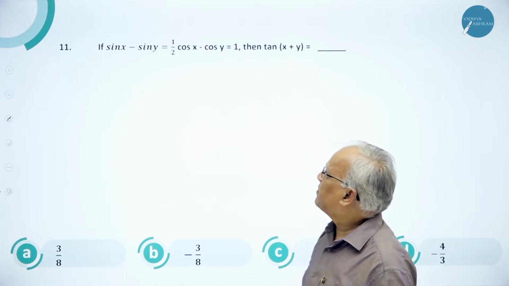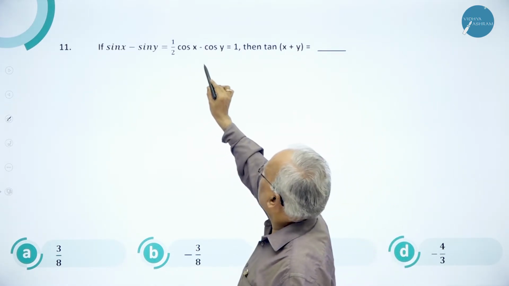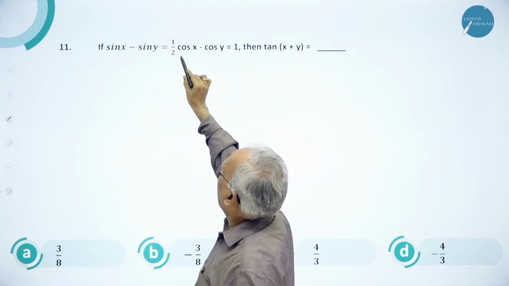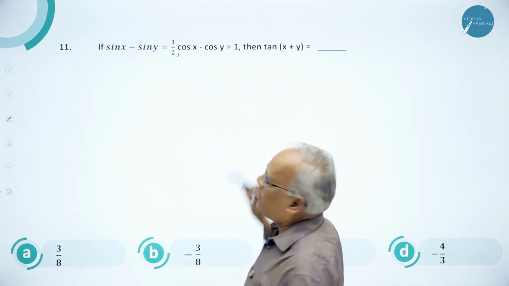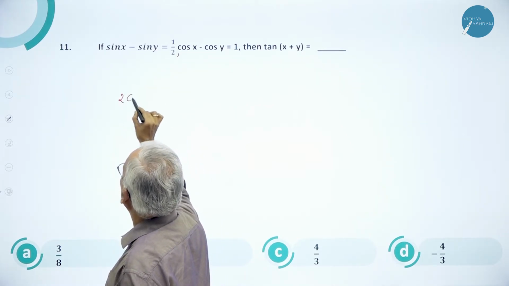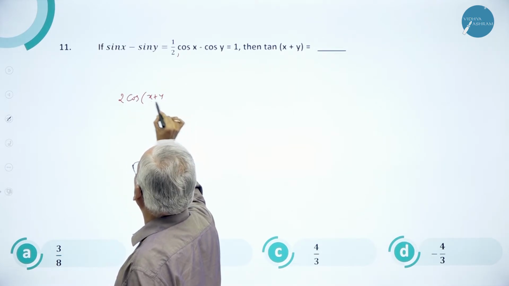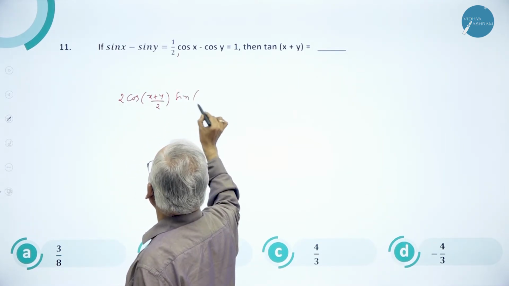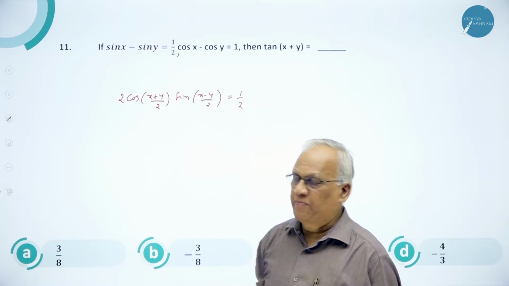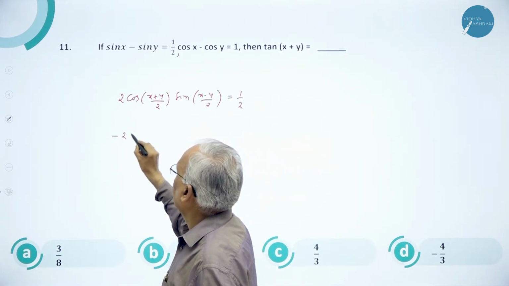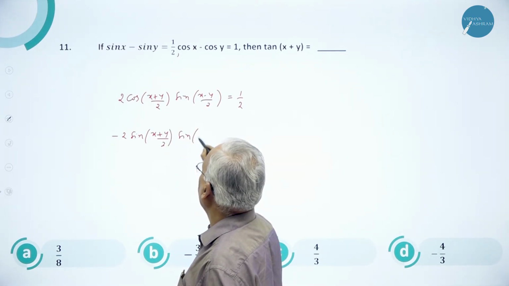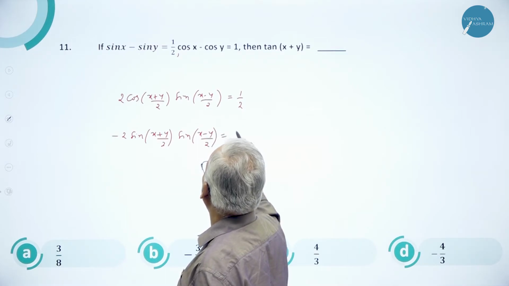Okay. If sin x minus sin y equal to half and cos x minus cos y equal to 1, then what is tan of x plus y? Please see, sin x minus sin y equal to half can be written as 2 cos (x plus y) divided by 2 into sin (x minus y) divided by 2 is equal to 1 by 2, using the transformation formula. Cos x minus cos y is minus 2 sin (x plus y) by 2 into sin (x minus y) divided by 2 is equal to 1, given.